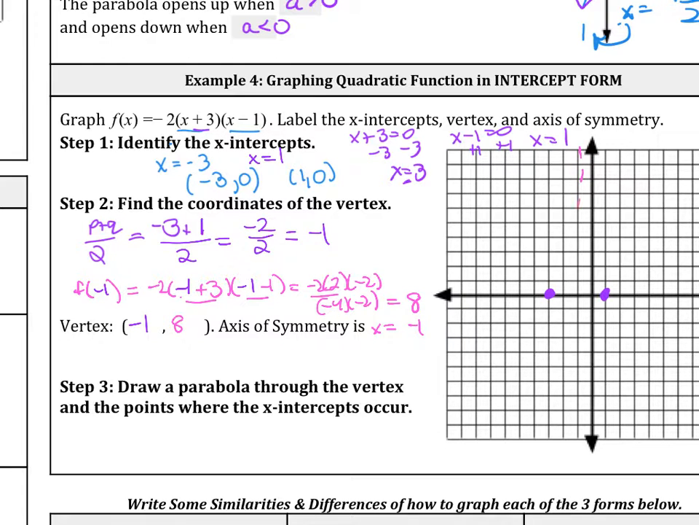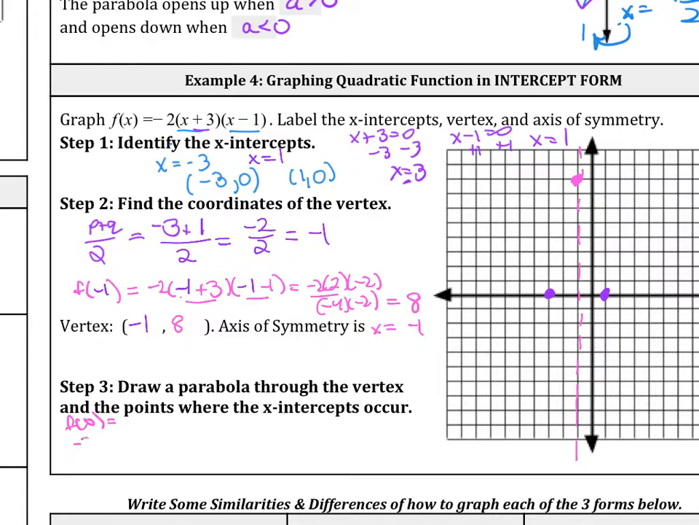And so we draw that line, x equals negative 1. And then we know that our vertex is at positive 8. Okay, here, we can either plug in a point. You can plug in f of 0 in order to solve for another point, or we can use our pattern.